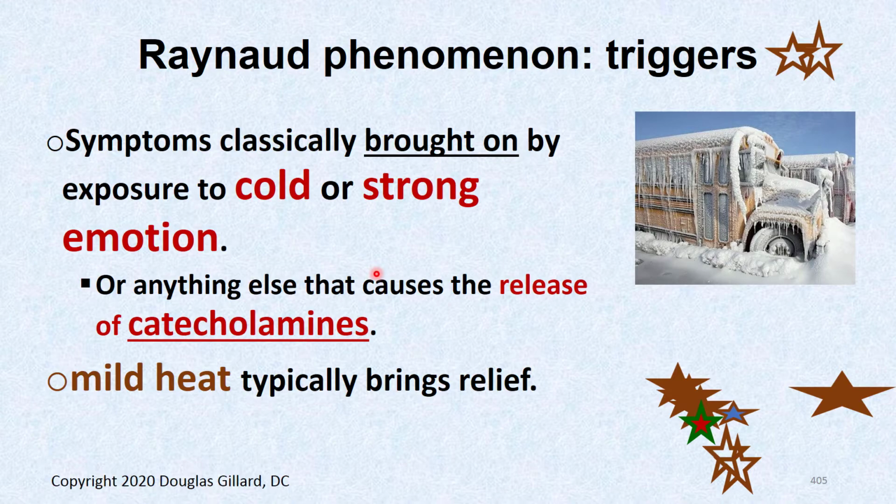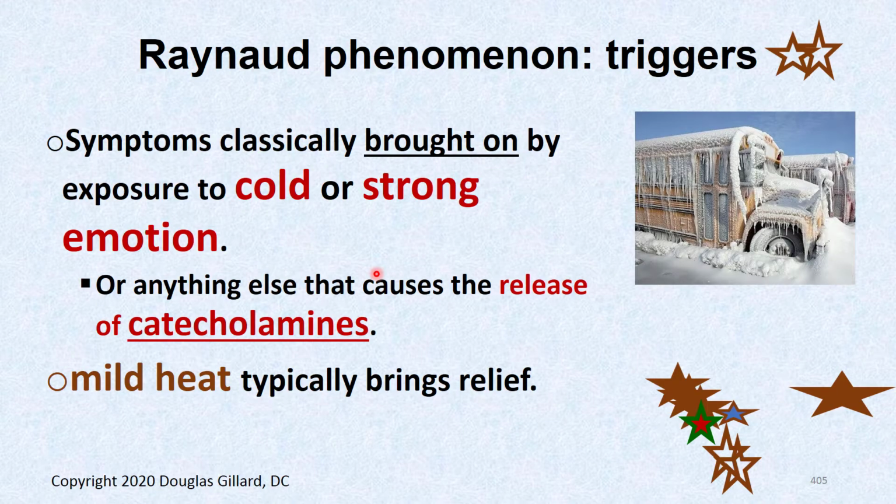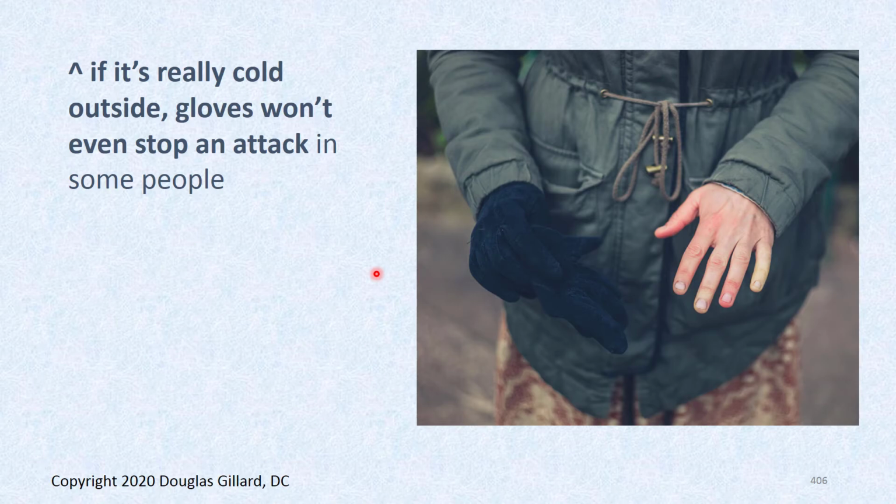It happens bilaterally. Did I say that somewhere? Did I miss that? It happens bilaterally, unlike secondary Raynaud's. We're really talking about primary Raynaud's right now, I should add. But yes, cold and strong emotion are the two biggest triggers. Catecholamine release, anything that gets the sympathetics turned on, can do it as well. Mild heat can bring relief if you're in one of these spasms. Not too much, not super hot, because that'll make it throb worse.